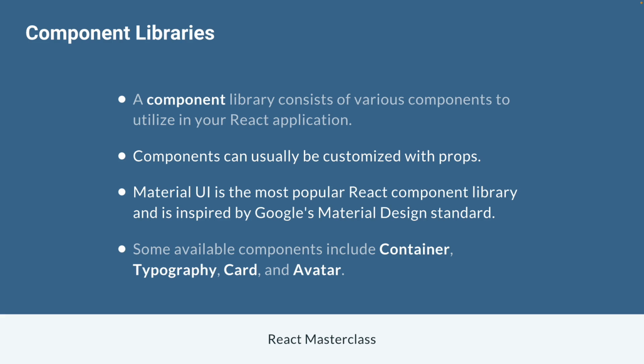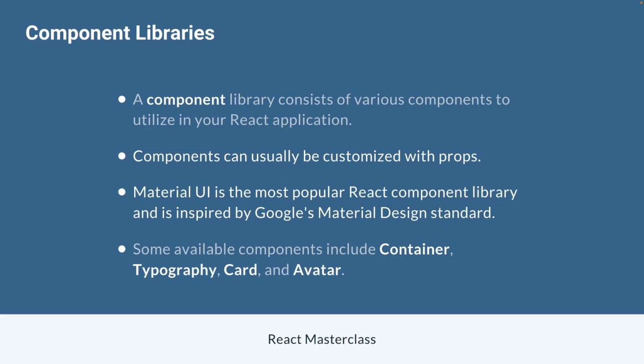and is inspired by Google's Material Design Standard. A component library simply consists of various components to utilize in your React application. Components can usually be customized with props, and if it's a really well-built component library, they're also going to give you additional escape hatches where you can really drill deep into those components and customize their look and feel, such as we were able to with the SX prop, all right?